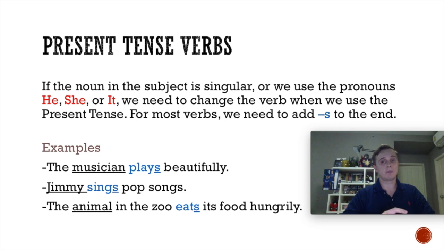Before we had two people who sing, but now we've just got Jimmy on his own. So Jimmy sings pop songs. We add s to the verb sing. And before we talked about the animals, but now we say the animal, one animal, in the zoo eats its food hungrily. So we have one animal, which means that we need to add s to the verb. So the animal in the zoo eats its food hungrily.